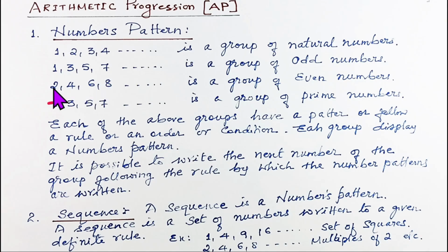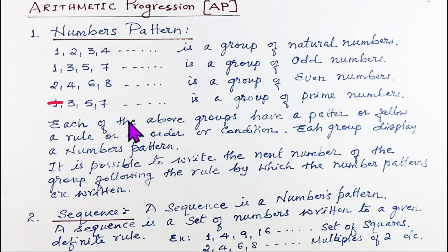Now take the next group, 2, 4, 6, 8 and so on. 4 is 2 more than 2, 6 is 2 more than 4, 8 is 2 more than 6. The next number will be 8 plus 2, that is 10. Again written to a certain condition or rule, again it forms a number pattern. The next group is a group of prime numbers. So each of the above groups has a pattern which is written to a rule or an order or condition, and each group displays a number pattern. It is possible to write the next number of the group following the rule by which the number patterns are written. So remember what number patterns are.